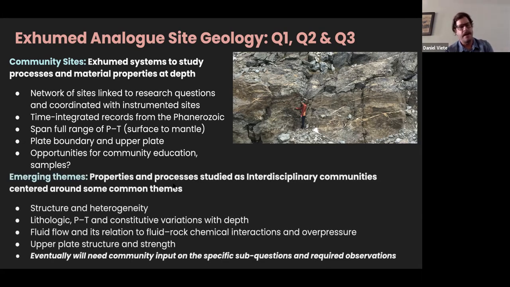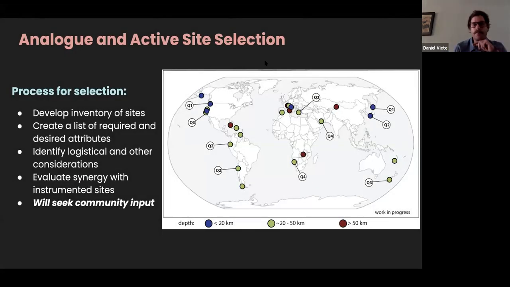to obtain samples. And again, part of the process is reaching out to other disciplines by gathering around some emerging themes. This may include structure and heterogeneity of the subduction system and the interface region, particularly in terms of length scales of this heterogeneity and the nature of the materials involved. Lithologic, pressure, temperature, and constitutive variations with depth in the subduction zone and the response to these changes, fluid flow and its relation to reactive transport, and also the generation of overpressure, and of course, upper plate structure and strength. And so, yes, we will also need community input on these sub-questions. So this is a working plan, and part of today is getting feedback from you all.